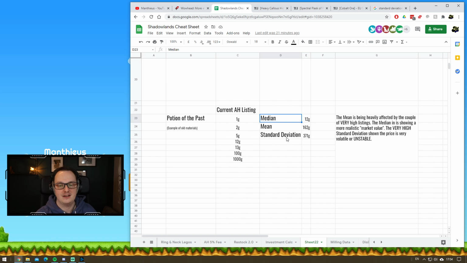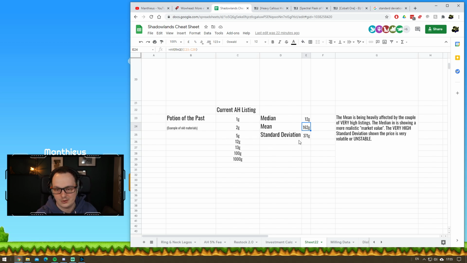Let's look at the median in this example then. We've still got 7 listings, 1, 2, 3, 4, 5, 6, 7, so we want to take the one smack bang in the middle, which is the 4th listing, in this case 12. The mean though, look what happens to the mean price. When you add all of these numbers together and divide them by however many there are, you get the mean, or commonly also known as the average. And the mean price for this Potion of the Past then comes out at 162 gold. Okay, does it mean that this thing's actually worth 162 gold?